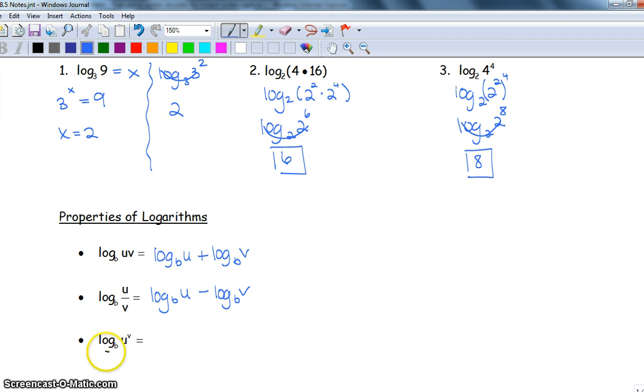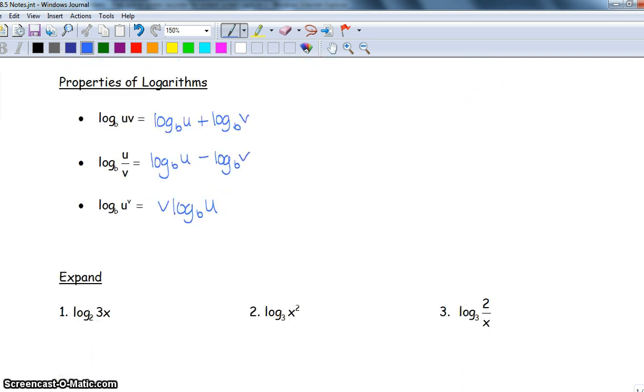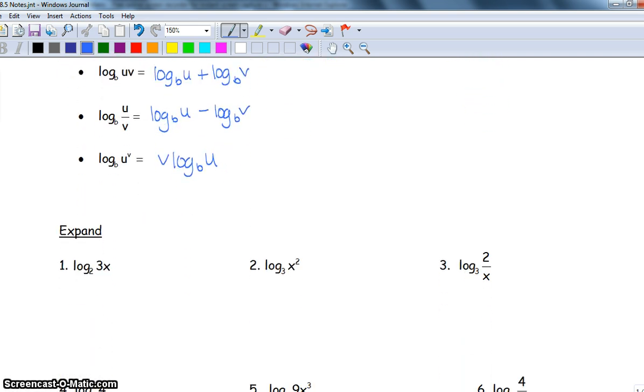And our last property, if I have an exponent, so if I've got log base b of u to the v power, when you rewrite this, you put the exponent out front, so it's v times log base b of u. So those are the 3 properties that we're going to use today to expand. So we're going to take one piece and we're going to expand it into all of its pieces.